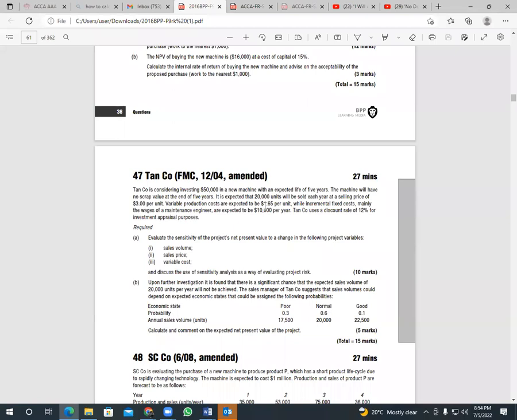So now we are doing question number 47, part A. We read together, ladies and gentlemen. They want us to evaluate the sensitivity of the project's net present value to a change in the following variables.